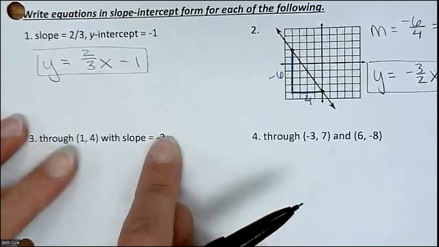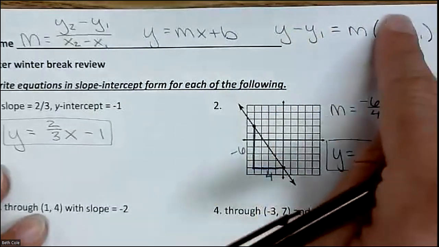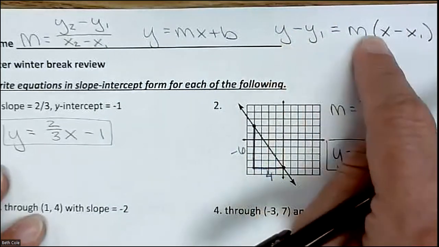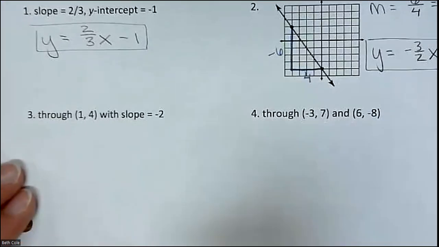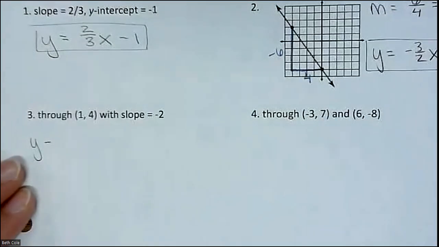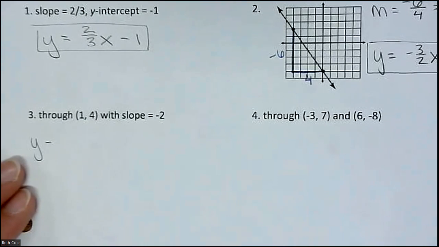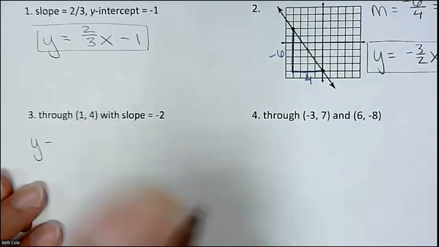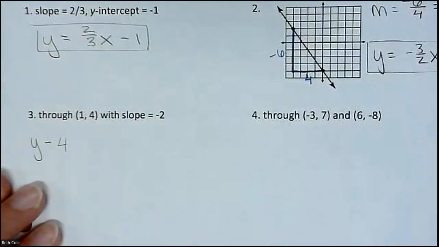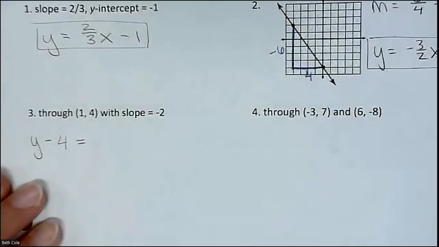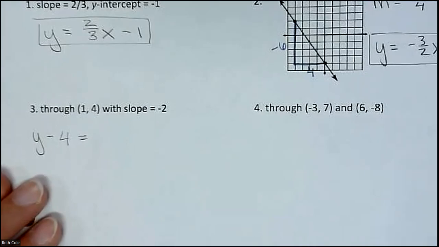All right, now this one, we don't have the y-intercept. We have a point and we have a slope. So we're going to use this equation right here. Y minus y equals slope x minus x. Ready? Y minus which one of those numbers? 4. Good. How come 4? That's the y number. All right, equals. What comes next? You have everything. You're just putting it in the right spot.